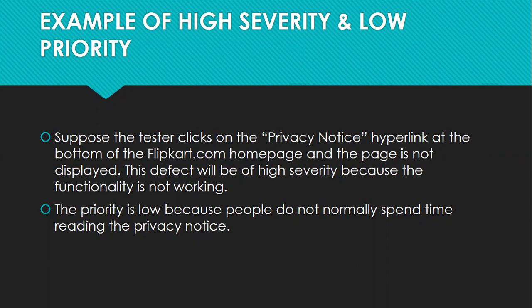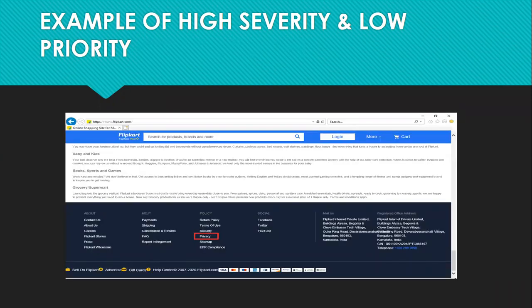The real-time example of this is, let's say I go to flipkart.com, and I can see a privacy link on the lower part of this website. If that link is not working, this is of high severity because the link is not working, but it is of low priority because this link is not usually clicked by the customers. There are very rare customers who will click on the privacy link. Many of us are just doing the shopping, adding the products to the cart, purchasing them, and all that. We are not interested in all these links. But yes, it is of high severity because this link is not working.